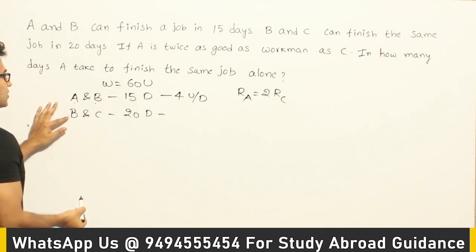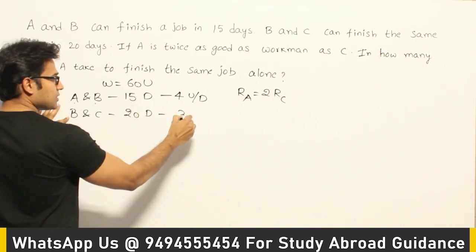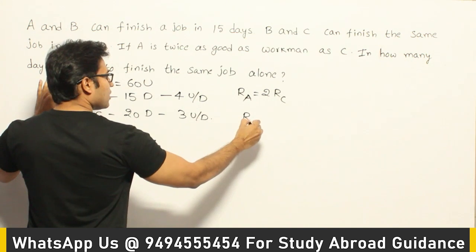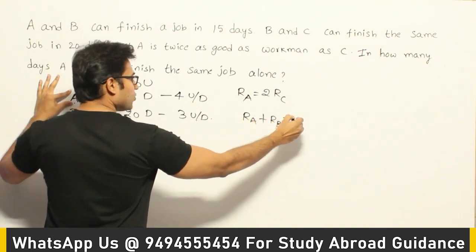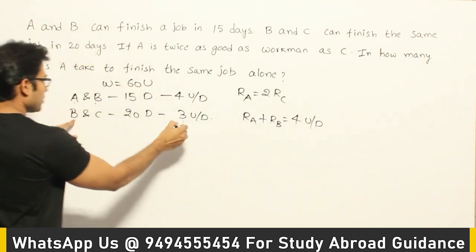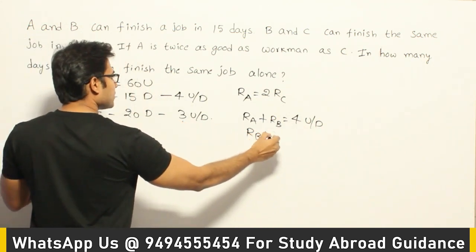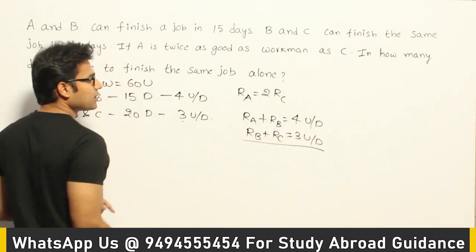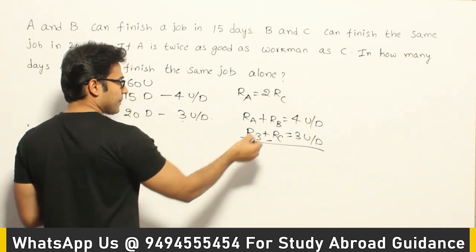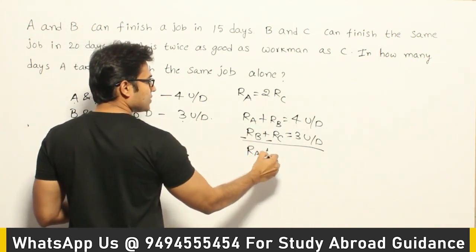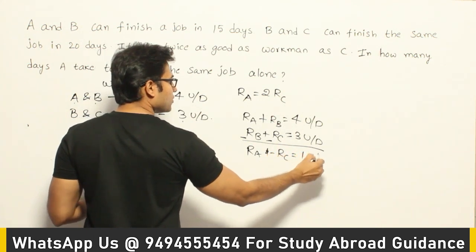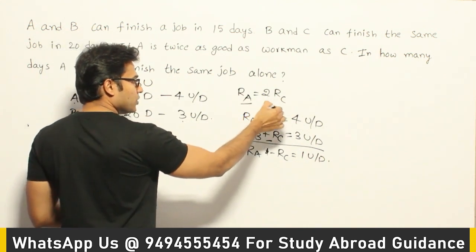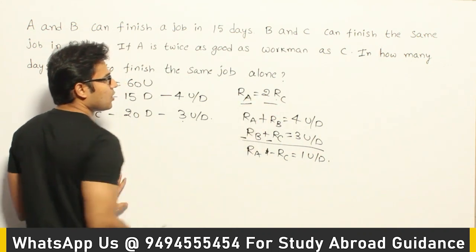And what about the rate at which B and C are working together? 60 by 20, which means 3 units per day. Got it? So what is the meaning of it? Rate of A plus rate of B equals 4 units per day. And rate of B plus rate of C equals 3 units per day. Now you take the difference. If I take the difference, then RA minus RC equals 1 unit per day. Got it? And we already know that RA equals 2 into RC, or RC equals RA by 2.